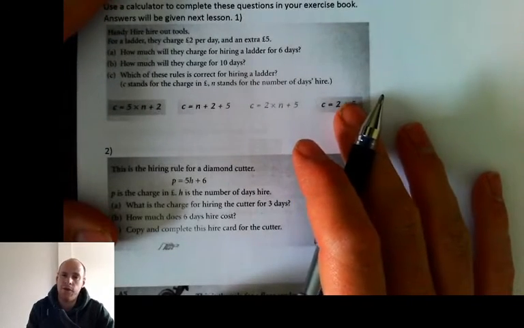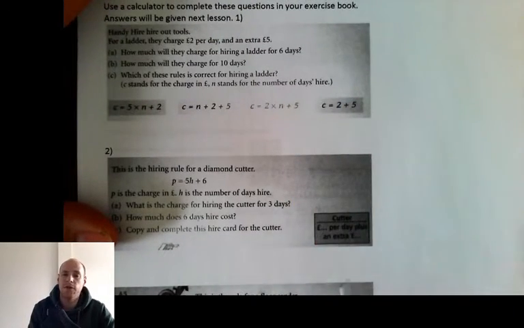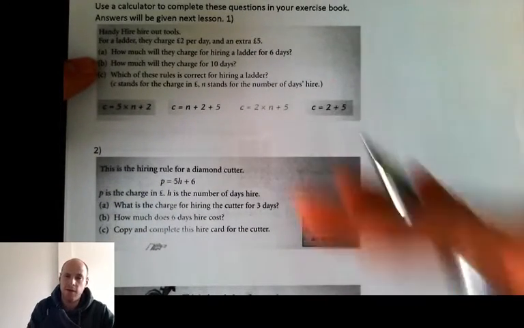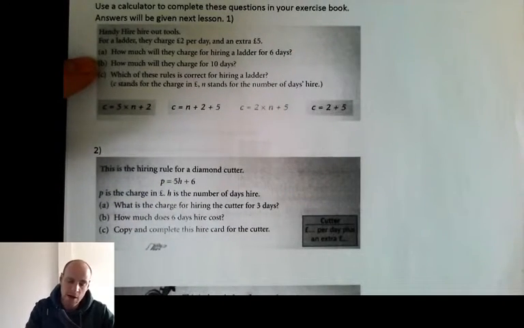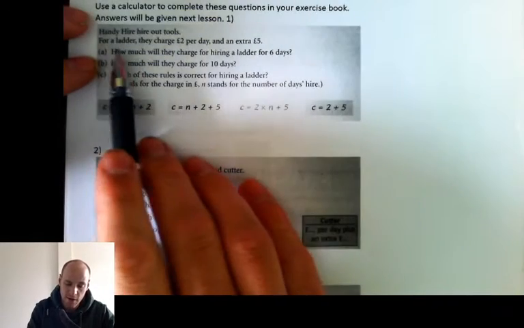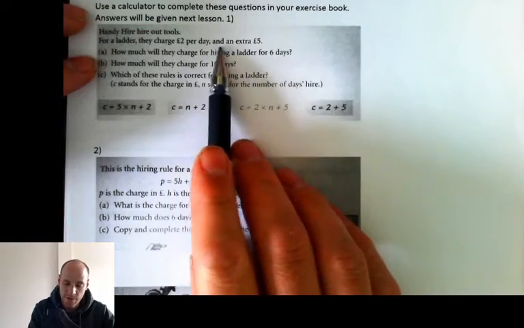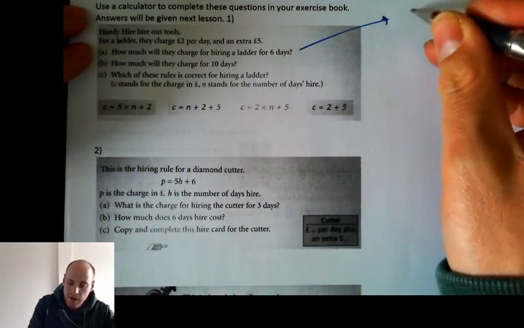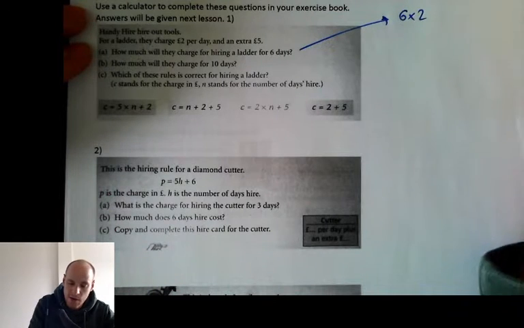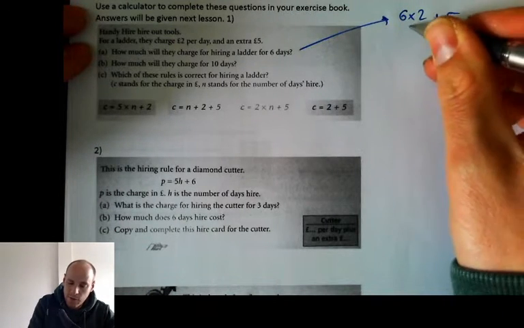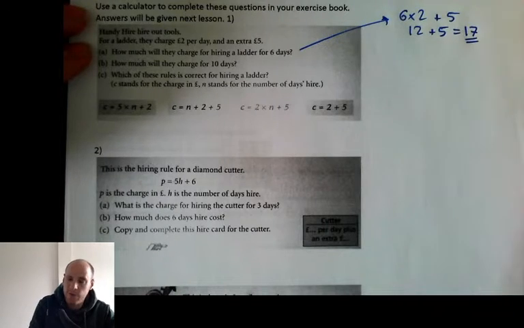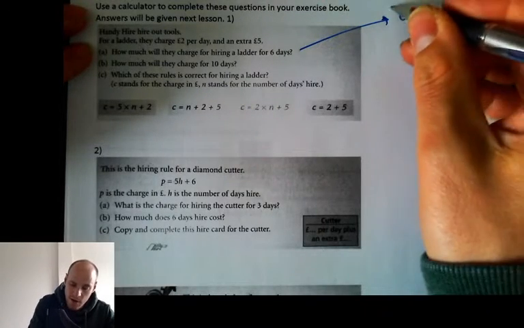So if you get your answers up, and hopefully you can watch this video and also look at your answers at the same time, you can mark your work. So this lesson is all about using formulas, and it's talking about a hire company, and it's saying here that they're charging £2 a day and £5 extra. So for 6 days, £2 a day, so that's 6 times 2 plus the 5, so that's 12 plus 5. So I'm making that £17 for hiring it in part A.